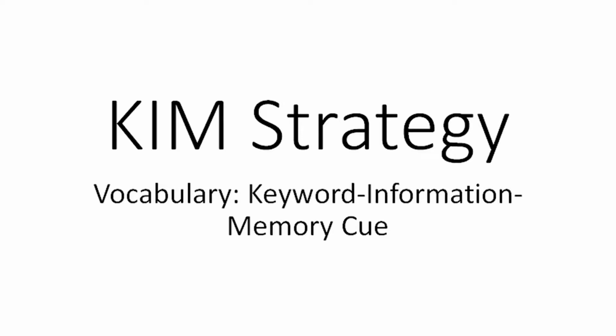The K.I.M strategy is called the K.I.M strategy because the K stands for key word. So the key word is a vocabulary word. Then you take the keyword and you look for the definition or some information that you know about the word. Then you use a memory cue. The memory cue is then used to help you remember it, and you create a sentence.